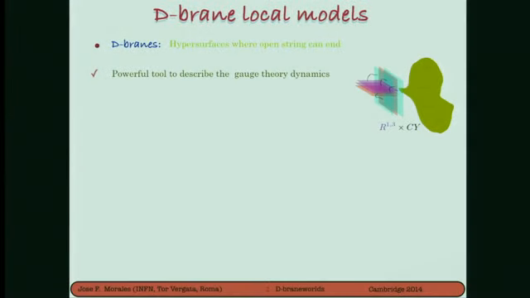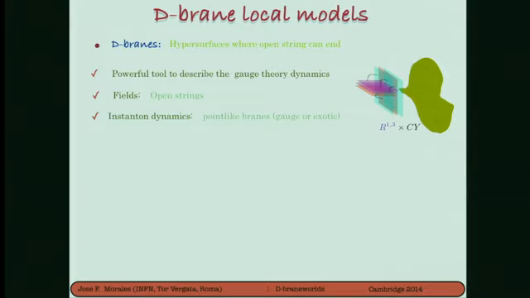D-Branes provide a very powerful tool to describe the dynamics of gauge theories. In particular, the idea is that you describe the fields of the gauge theory in terms of the lowest modes of open strings, and in the same way, interactions are just interactions between these strings. And the nice thing about this picture is that you can describe very highly non-trivial features of the gauge theory in terms of very simple objects.